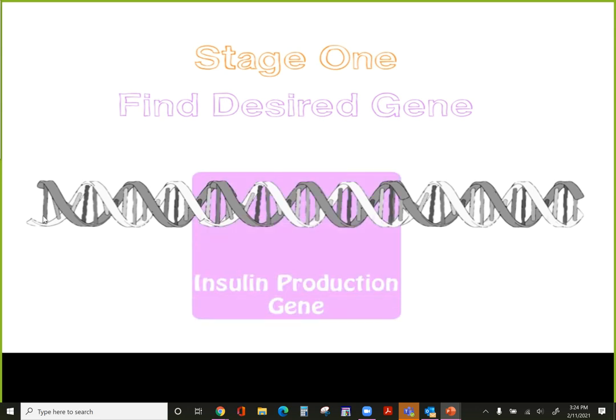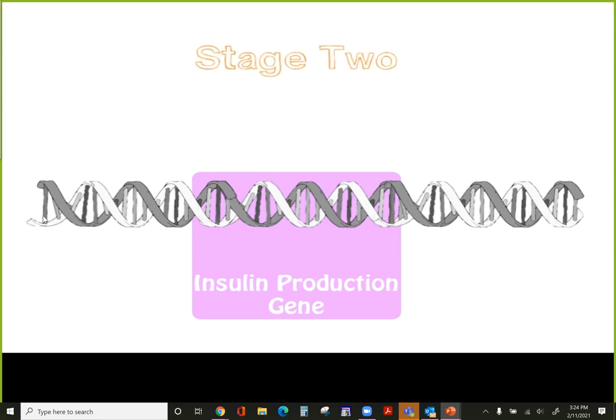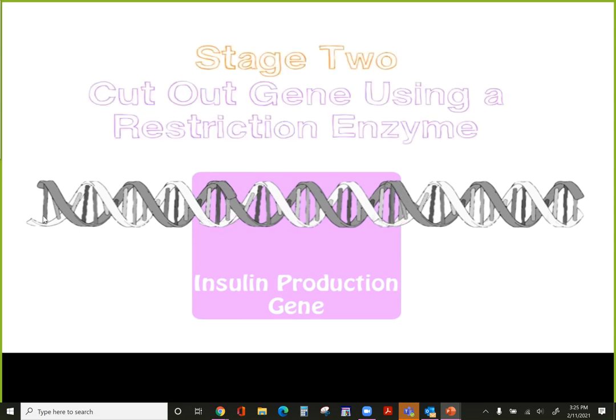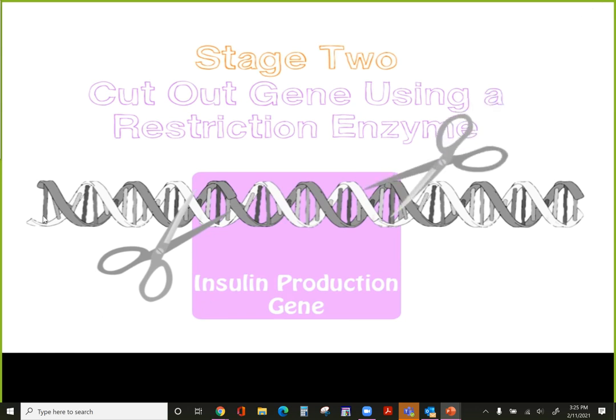So insulin is a really important hormone to do with regulating blood sugar levels. And once we've found that gene, we're going to cut it out. And we're going to cut it out using these special enzymes called restriction enzymes. And they sort of work like a chemical pair of scissors. They snip out the DNA in a very particular place.